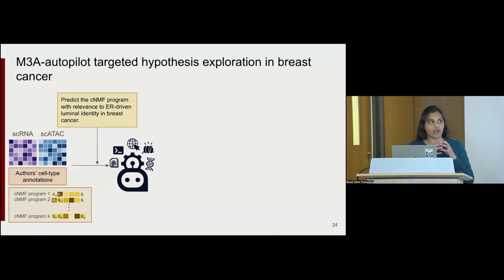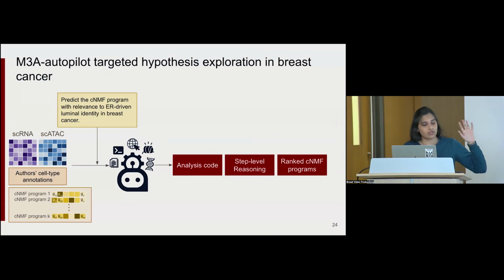And this was our design strategy for all the evaluation, all the targeted questions that we had for each of the cancer types. So the agent again gives analysis code, step-level reasoning, and the ranked CNMF programs, which is basically just a ranking, such as CNMF3 is the topmost program that was found to be most associated with ER-driven luminal identity, then CNMF1, and so on.